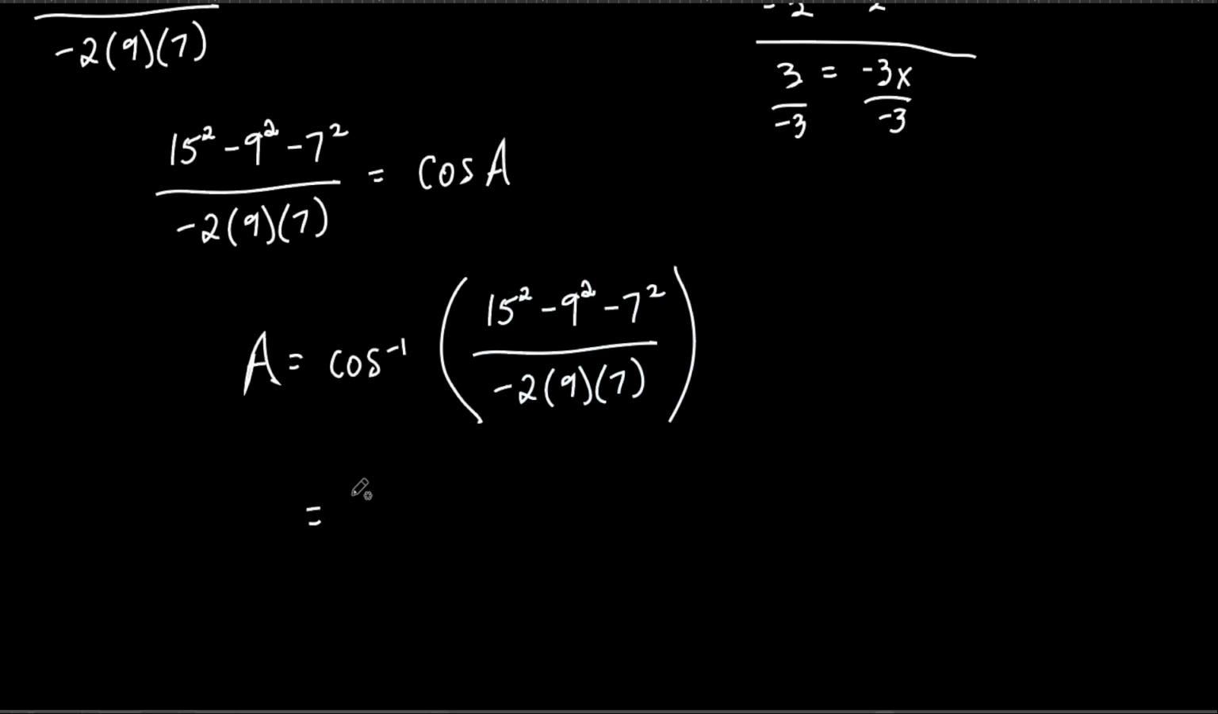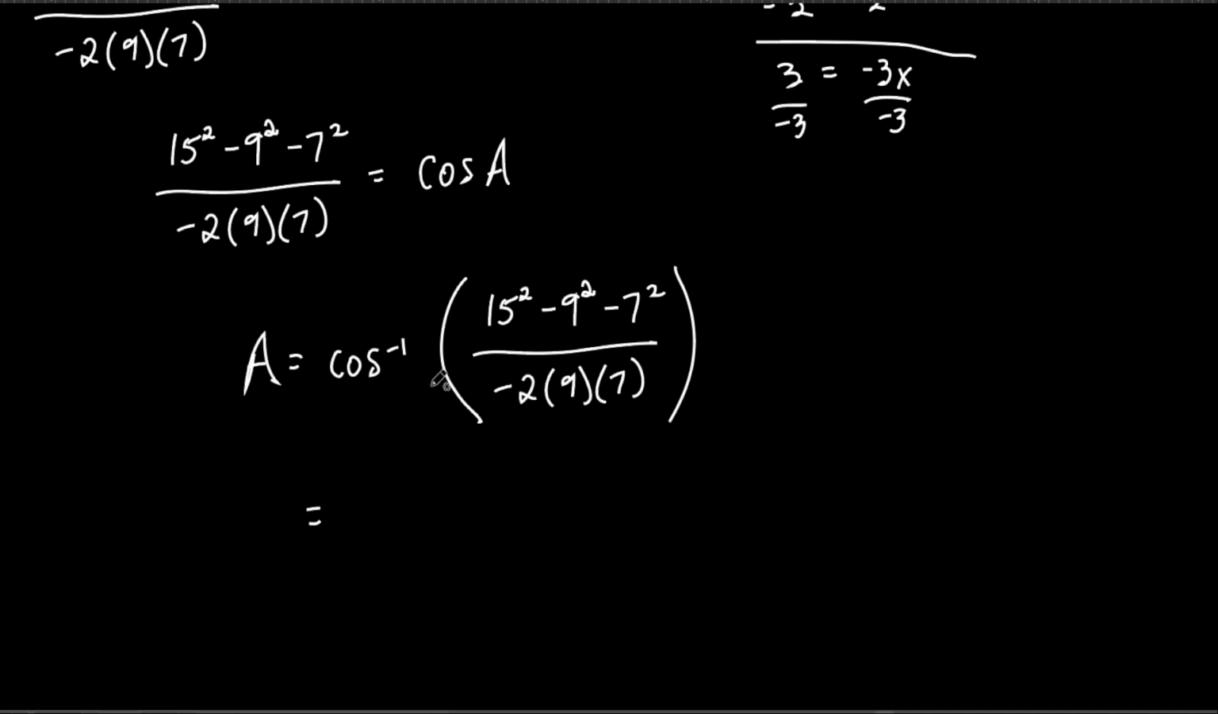That's what we're putting in the calculator. The steps weren't that bad. 3 steps. I subtracted 9 squared and 7 squared from 15 squared. That was 1 step. The second step, I divided by negative 2 times 9 times 7. That was my second step. The third step, I got A by itself by just taking the inverse cosine of it.